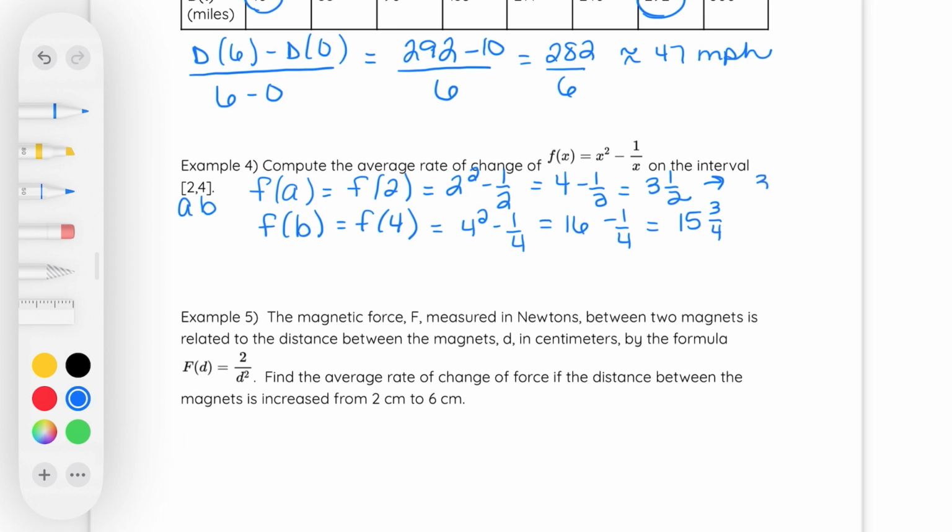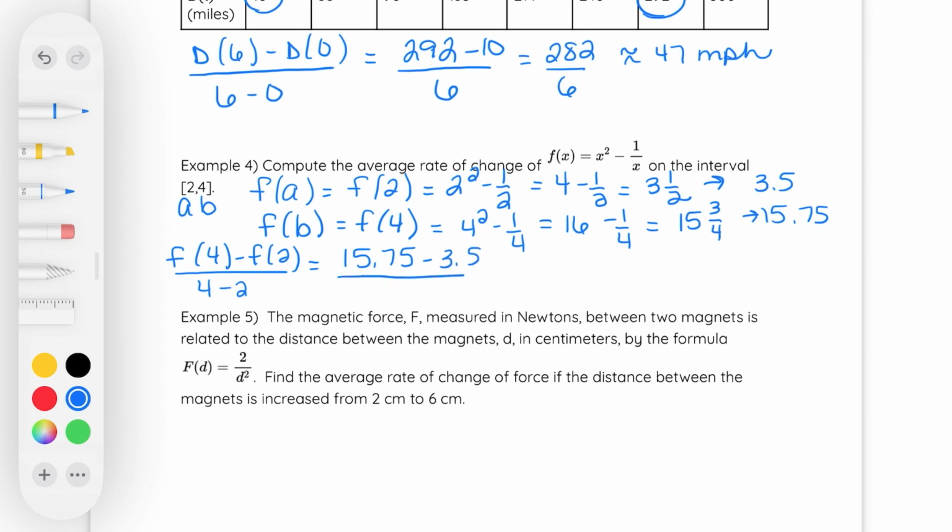So if you wanted to turn this in, 3.5, and then 15 75/100. Now we have all the pieces that we need. I can say f of 4 minus f of 2 over 4 minus 2. Thus, 15.75 minus 3.5 divided by 2 gives me 6.125 units.